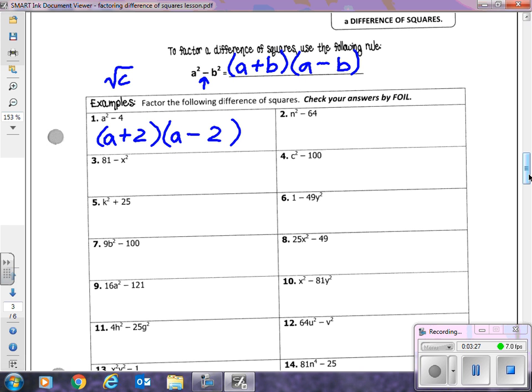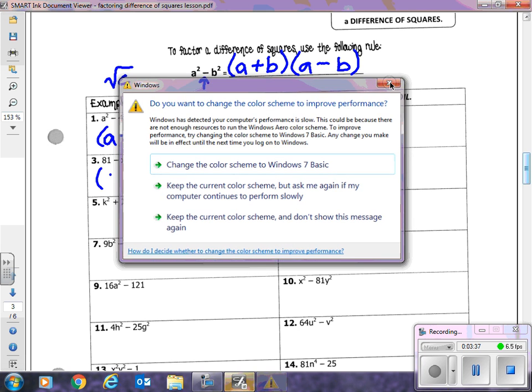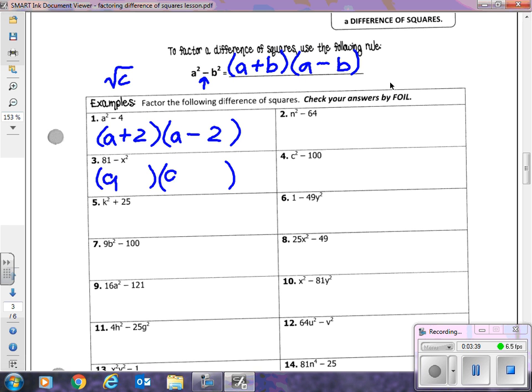For number 3, go with the order that it's written in. Do not try to change any orders or do anything fancy to it. It will mess you up in terms of your answer. 81 is made from 9 times 9. Square root of 81 is 9. You need a plus and a minus. X squared is made from x and x. There's nothing more to do. If you were to FOIL this back, you would get where you started.